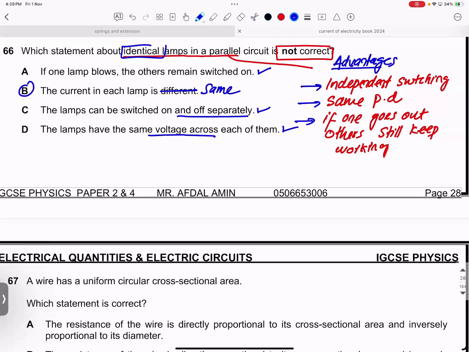The point of same potential, is it for all parallel circuits? For all the components which are parallel to each other, they will have the same potential difference.